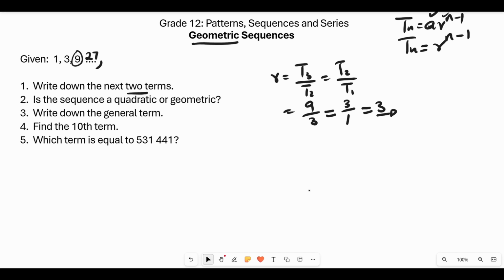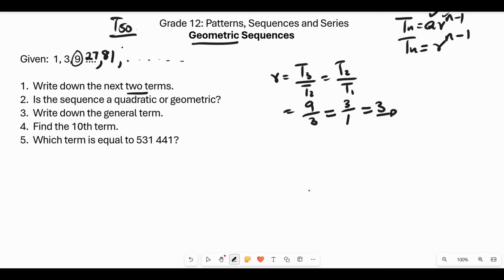Then the next time, we're going to take 27 and multiply it by what? By 3 again, which is going to give us 81. Now we know how to get the next ones, but what happens if you now have to get the 50th term? Because in this case, we go into the large values. So you're not going to be counting, or rather doing it manually.